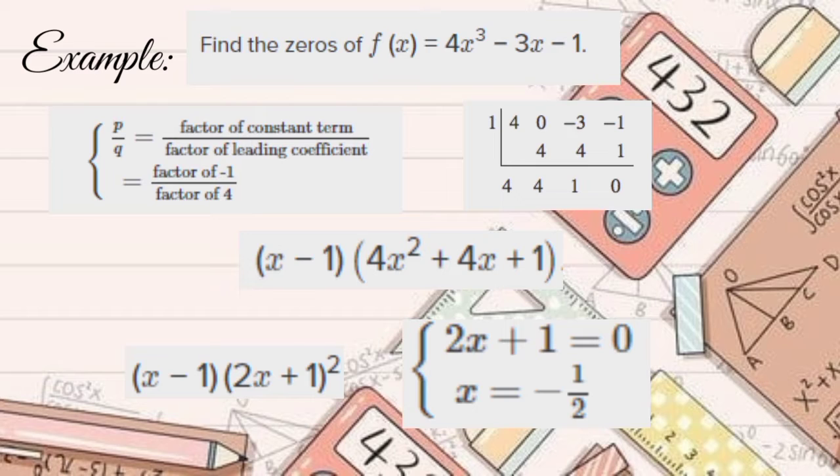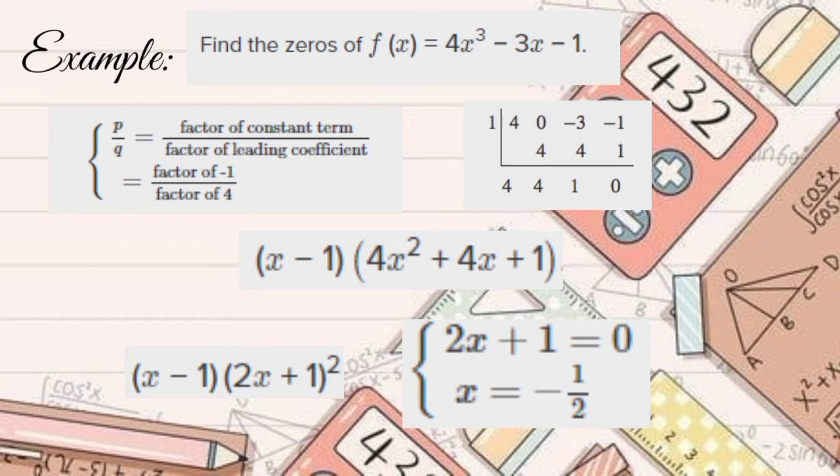The possible values for p over q are positive and negative 1, positive and negative 1/2, and positive and negative 1/4. These are the possible rational zeros for the function. We will use synthetic division to evaluate each possible zero until we find one that gives us a remainder of 0. Dividing by x minus 1 gives us a remainder of 0. So 1 is a zero of the function.